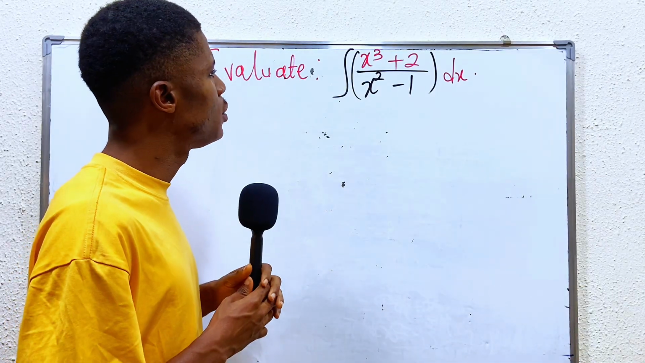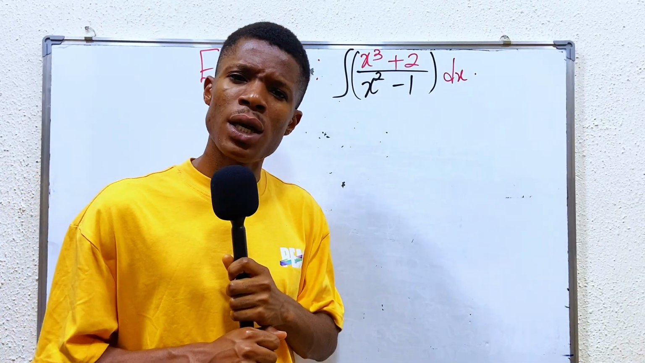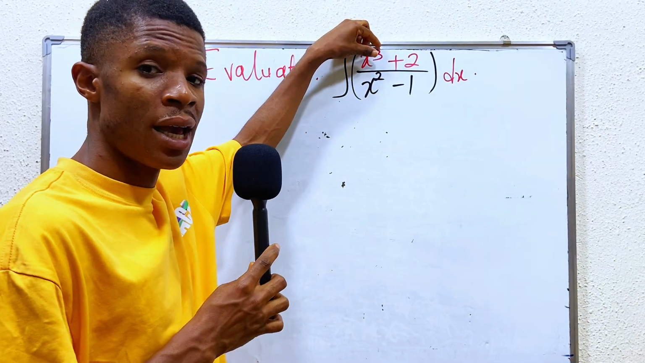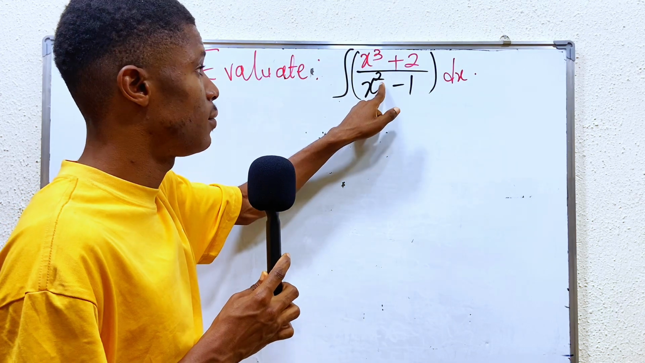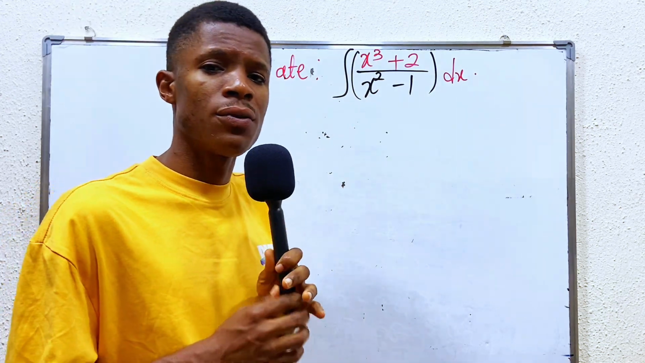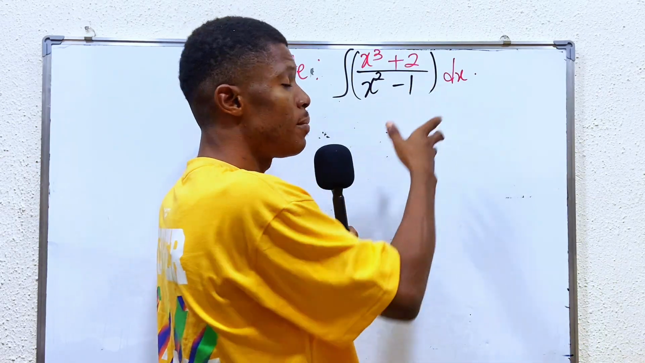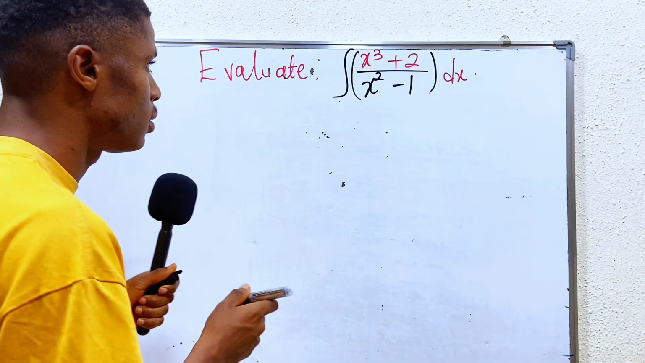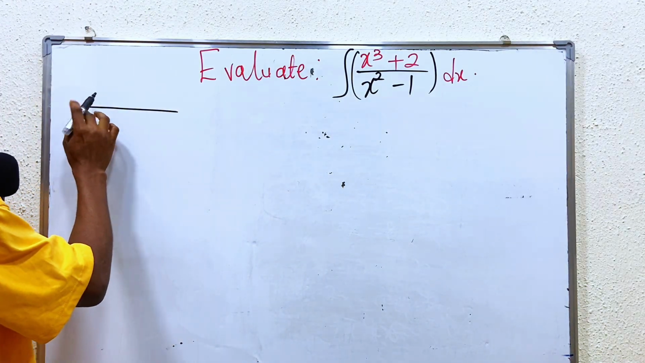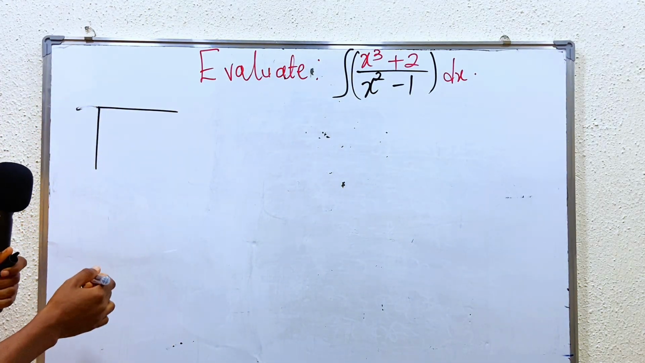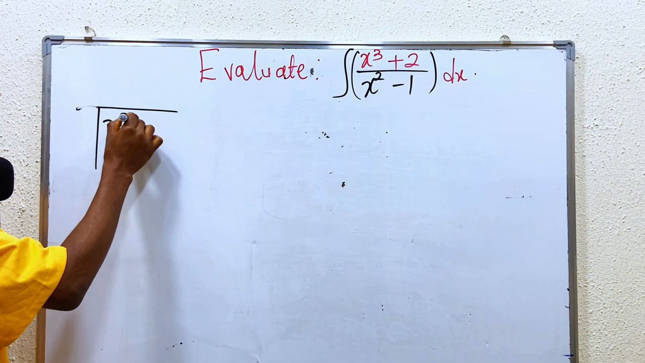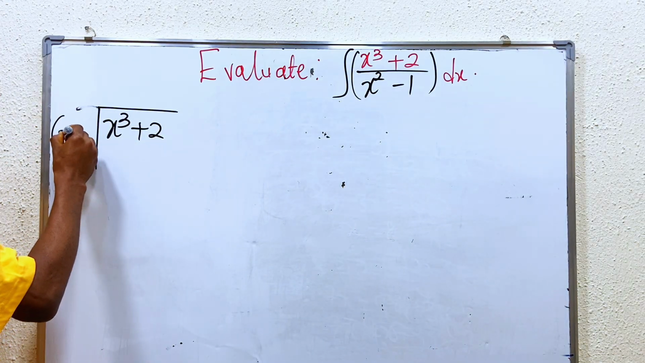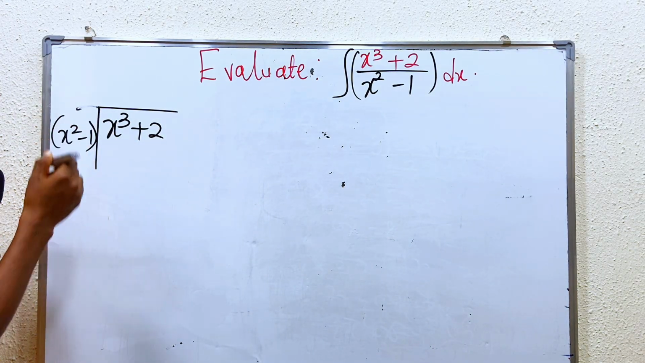We also notice that once we are trying to resolve this function into partial fractions, the power of x in the numerator is bigger than that in the denominator. So we'll first try to use long division to simplify the fraction. We are going to divide the numerator, which is x to the power 3 plus 2, by the denominator, which is x squared minus 1. Good.